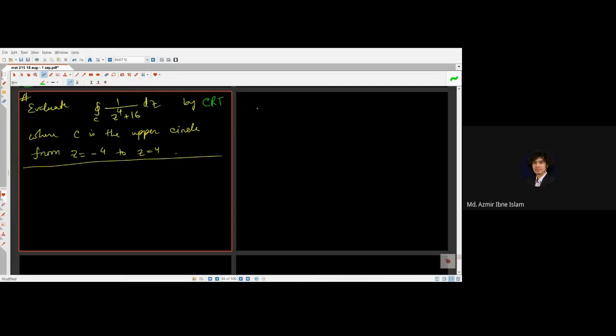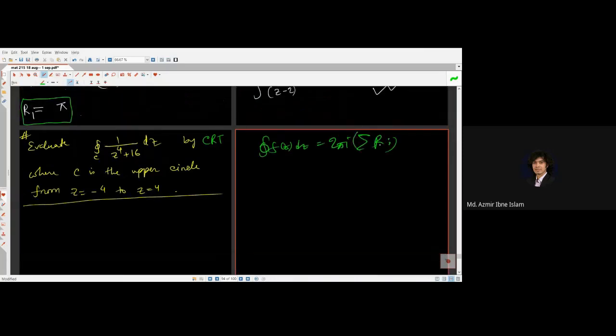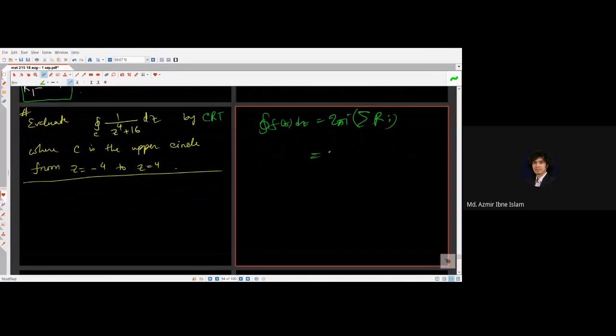And you know that Cauchy's residue theorem says that the integral of f(z) dz will finally be 2πi times the sum of all residues. If we have 4 residues, then it will be 2πi (r1 + r2 + r3 + r4), like that. So this is Cauchy's residue theorem.